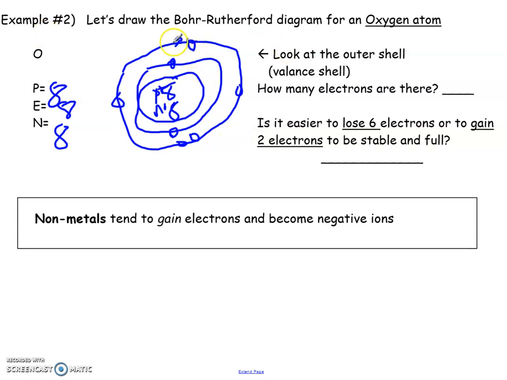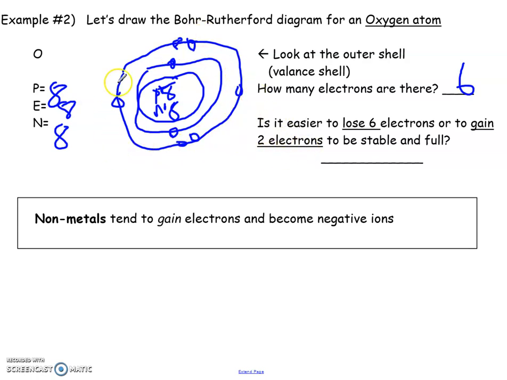Let's look at the valence shell. The valence shell, or the valence orbit, is the last one we just drew. There are 1, 2, 3, 4, 5, 6 electrons that are valence electrons here. The whole point of becoming an ion is to make this outside shell full, to become stable. That means oxygen either has to lose all 6 of these electrons or gain 2.